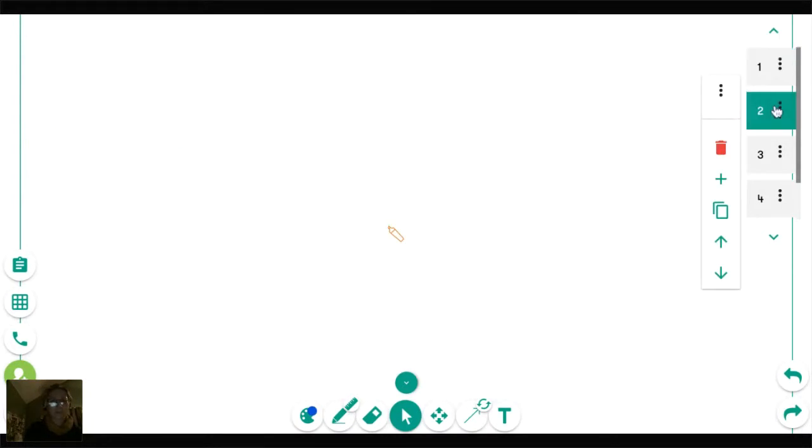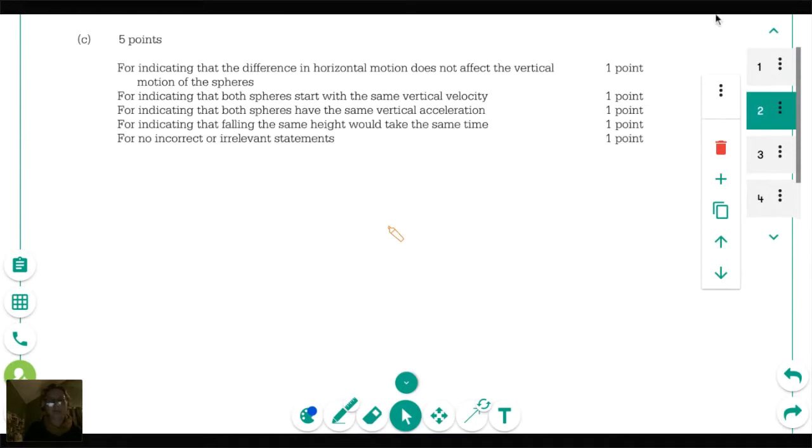If we look at our next page, this is the scoring guideline for that particular question. And so here's where the points were laid out. So saying that the difference in horizontal motion does not affect the vertical motion of the spheres, you would get a point for that. So I think where we said that the time is dependent only on the vertical would qualify there.